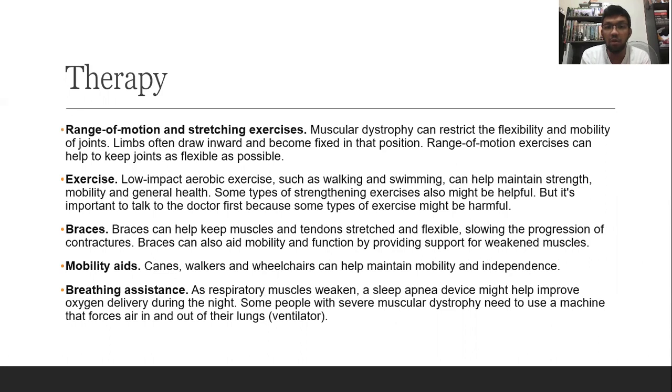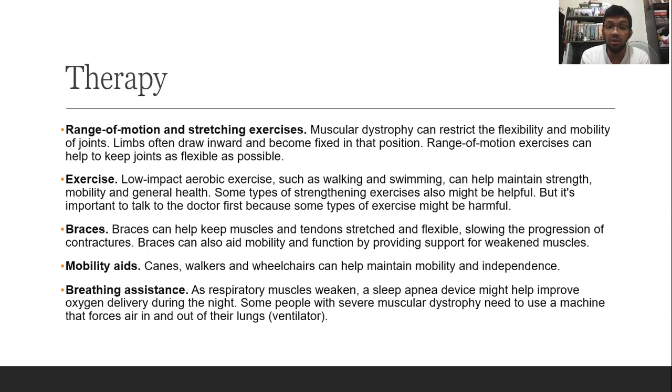Exercise: low impact aerobic exercises such as walking and swimming can help maintain strength, mobility, and general health. So this can be helpful if the patient can tolerate such activities. And it's important to talk to the physician first because some types of exercises can be harmful for the patient.